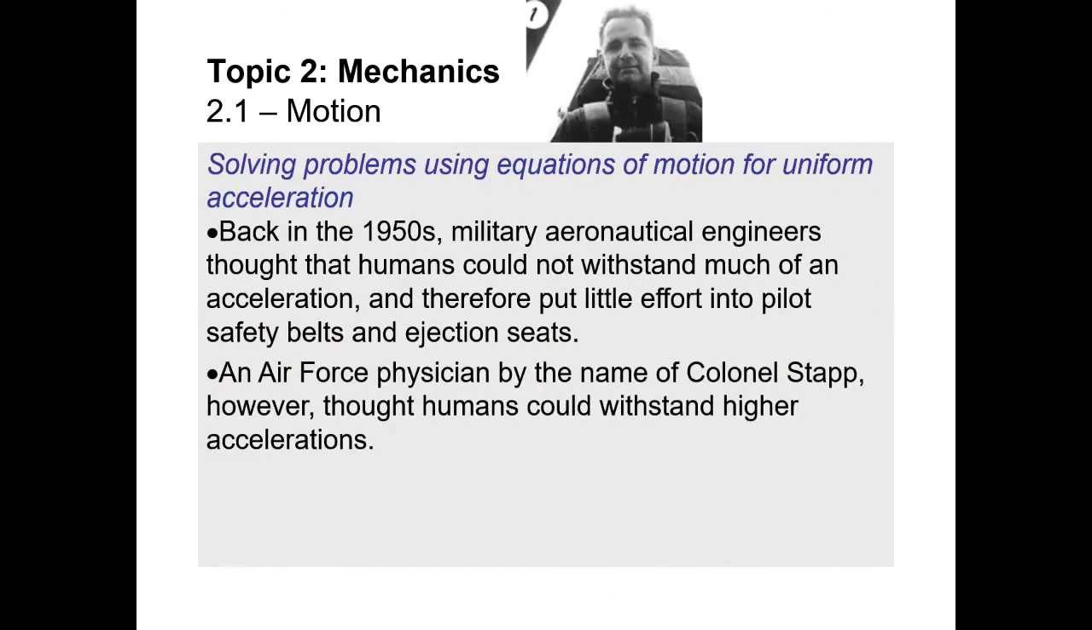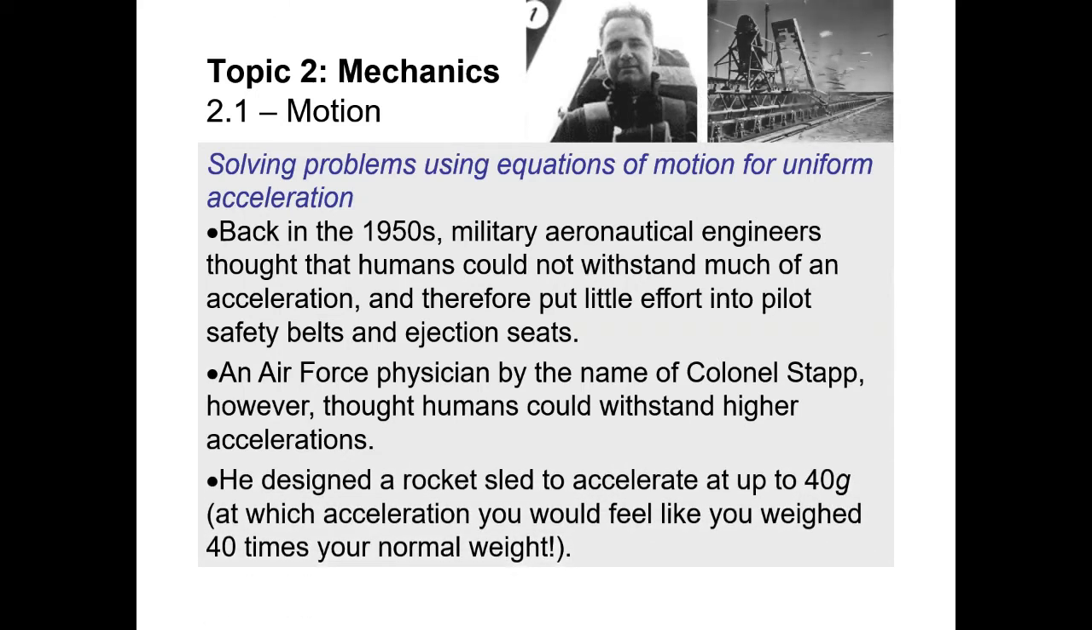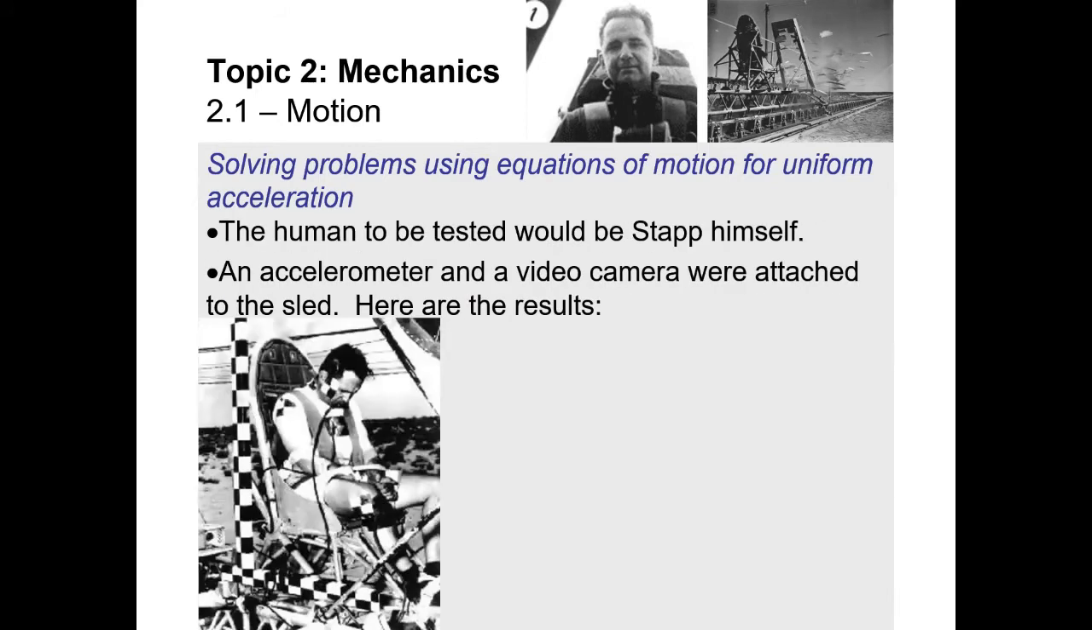Back in the 1950s, military aeronautical engineers thought that humans could not withstand much acceleration and therefore put little effort into pilot safety belts and ejection seats. An Air Force physician by the name of Colonel Stapp, however, thought humans could withstand higher acceleration. He designed a rocket sled to accelerate at up to 40 G, at which acceleration you would feel like you weighed 40 times your normal weight. The human to be tested would be Stapp himself. An accelerometer and a video camera were attached to the sled. Here are the results.